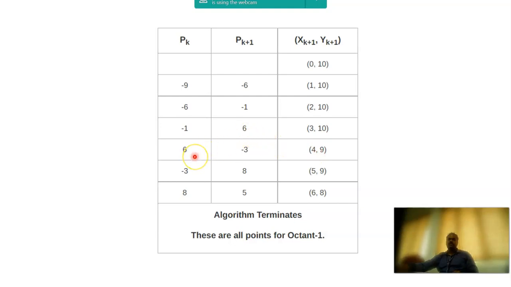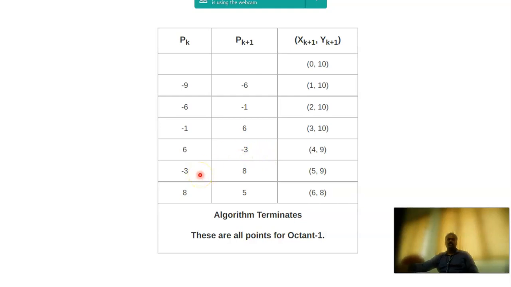So here the pk decision parameter value is a positive value, which means we have to reduce the y value, that is from 10 to 9 we got it. X is always keep on increasing in each interval. And now we have to calculate the pk plus 1 value. So as per the formula, pk plus 1 equals pk, which is 6, plus 2 xk plus 1 plus 1 minus 2 yk plus 1, we got minus 3, a negative value.